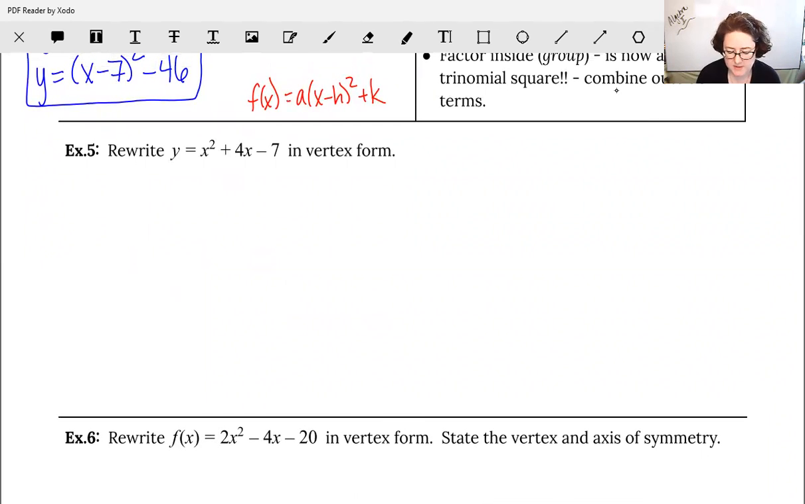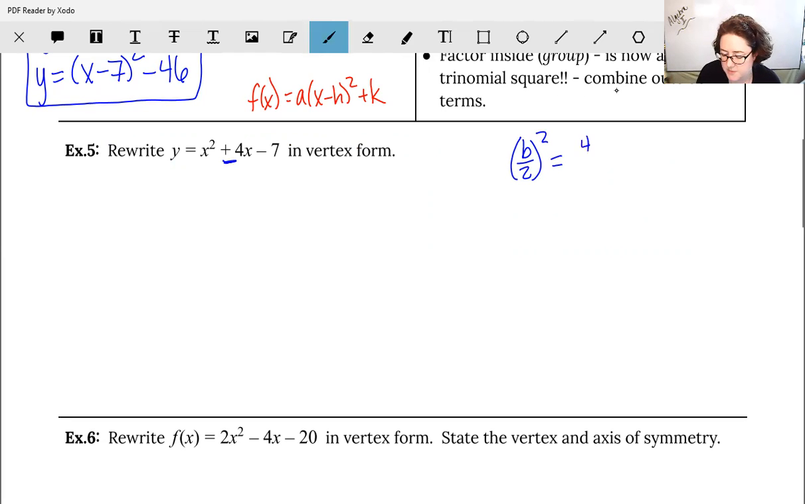So again, I always look for, hey, do I have that a value? I don't. It's an implied 1, so I don't need to worry about that in this problem. I do, however, need to look at that b term. And I'm going to have to calculate b over 2 squared. And I always write this off in my margin because I don't want to forget what those values are, and I want to make sure that if there are any negative signs, I'm dealing with those appropriately.